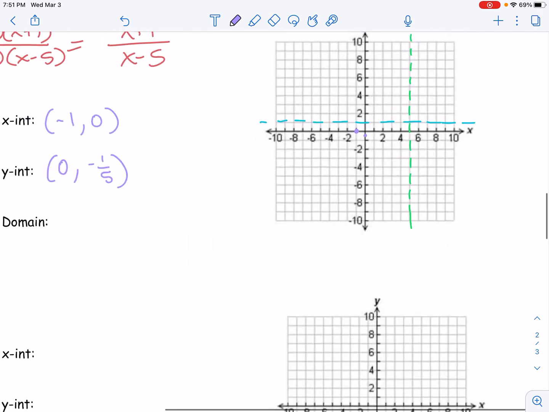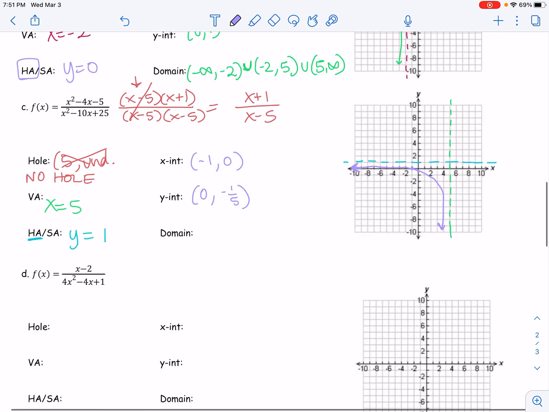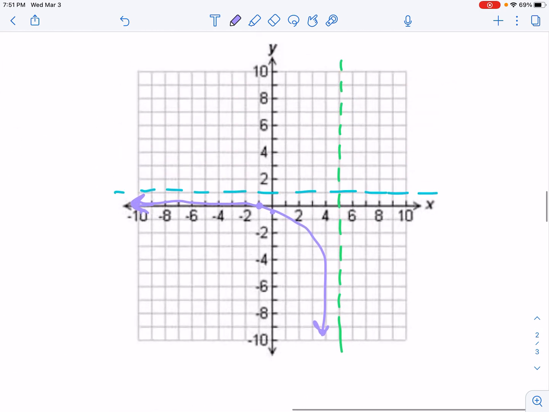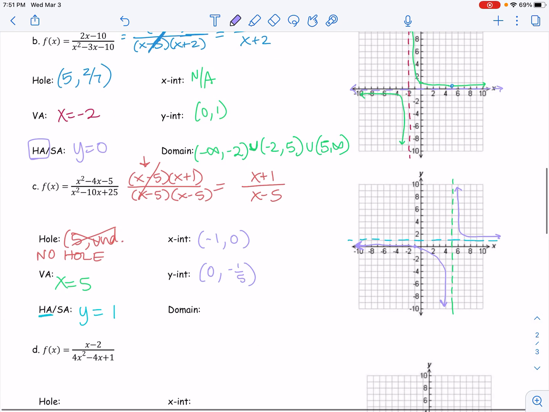With where my x and y intercepts are, it would make sense that my graph is on the lower left-hand side. Because I have no squared factors, that means the right-hand side is going to be at the top. And there you have it.